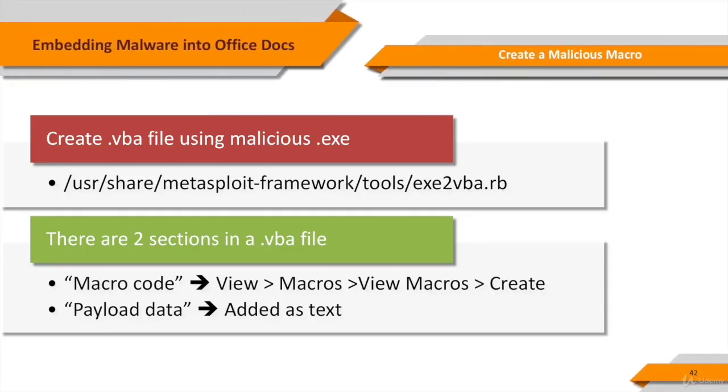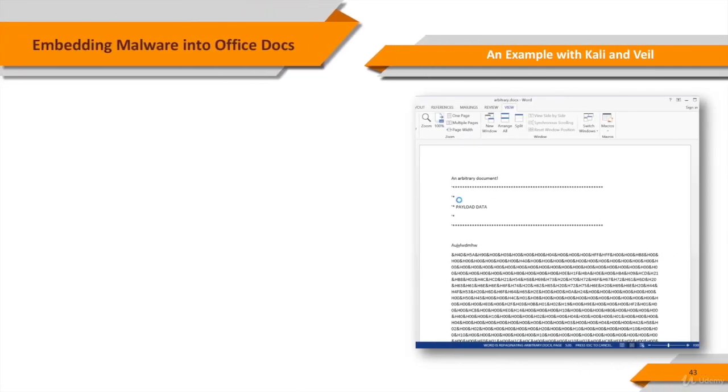Just like embedding malicious code into a PDF file, you can easily embed a malicious macro code into an MS Office document such as MS Word. To create a malicious Word document, we should prepare a macro code and the payload which is used by the macro. Let's prepare a malicious Word document using the Metasploit Framework and Veil Framework.